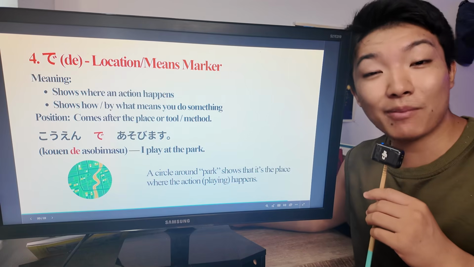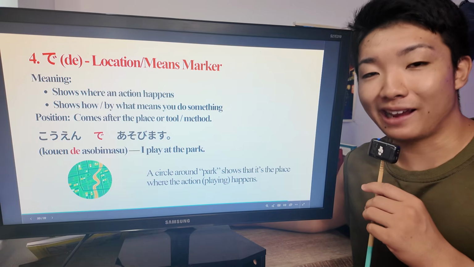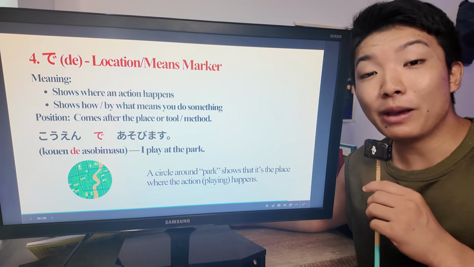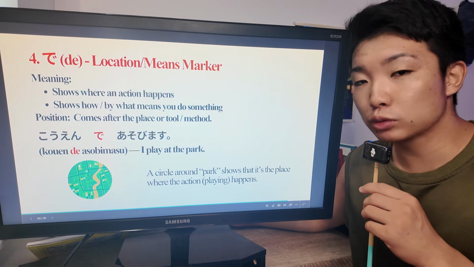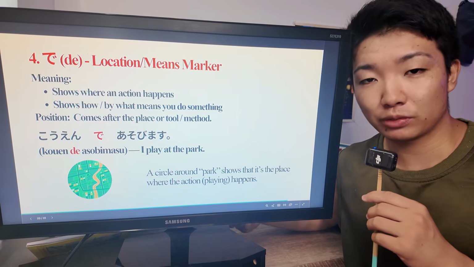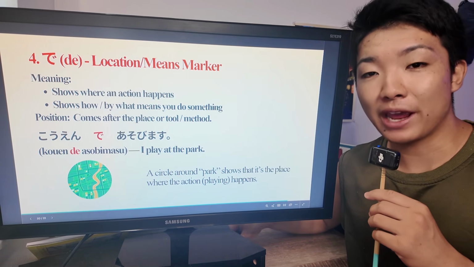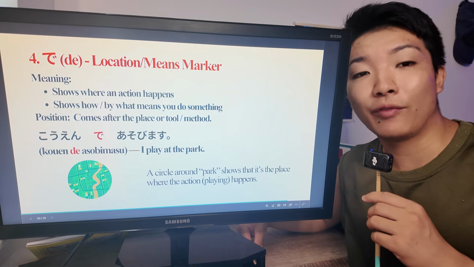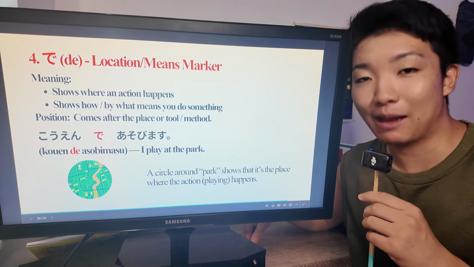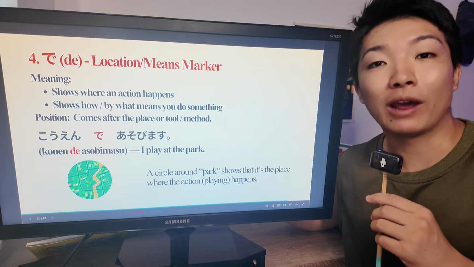Another particle is the de particle, which is a location or means marker. It shows where an action happens, and it shows how or by what means you do something. Make sure it comes after the place, tool, or method. But in general, please remember it as a location particle. For example, 公園で遊びます. It means I play at the park. Imagine a circle around the park, showing it's the place where the action of playing happens. Whenever you want to emphasize the location where the action happens, use de right after the location.